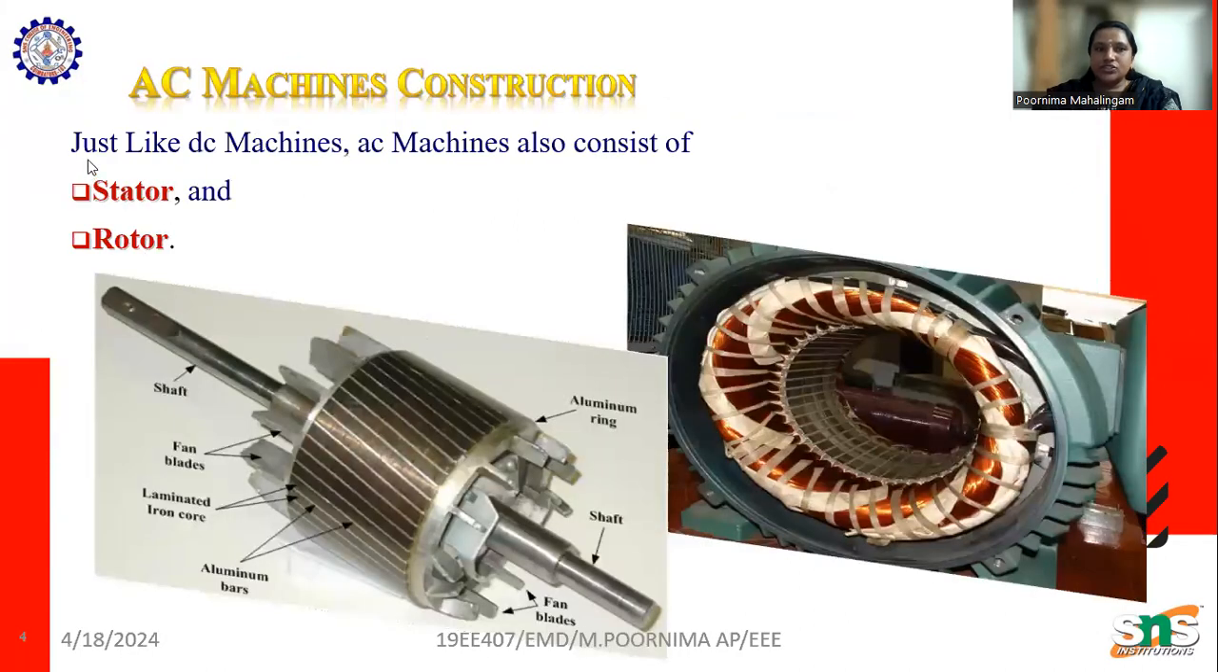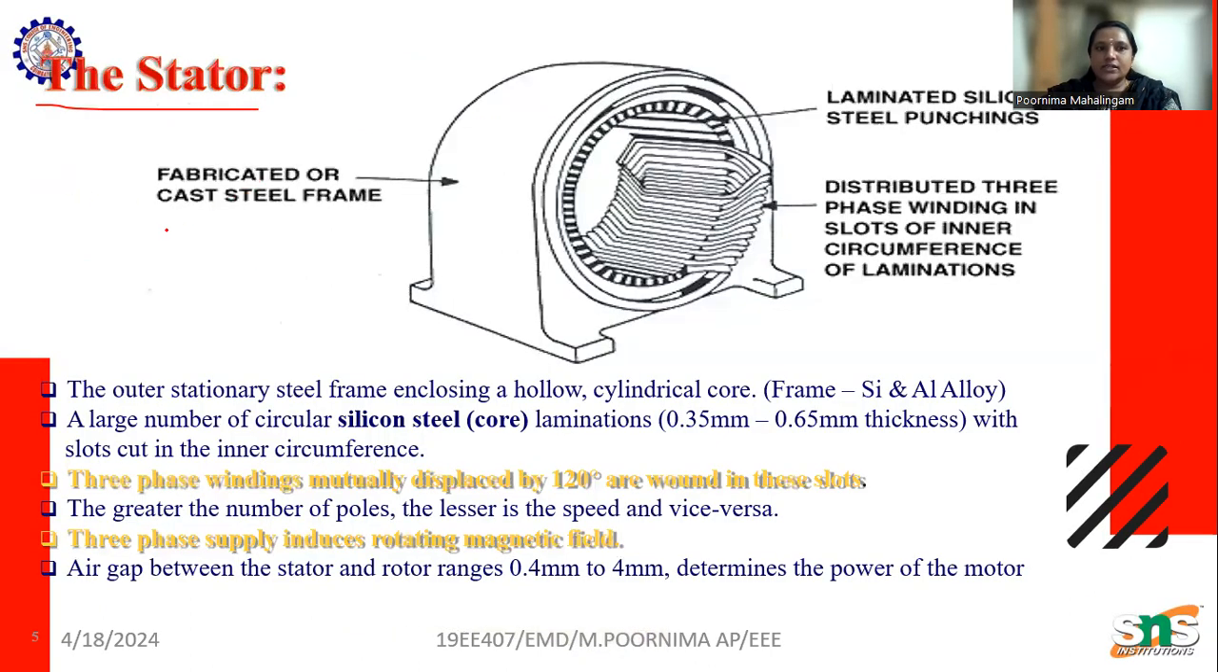Now coming to the AC machine. Just like a DC machine, AC machines also consist of a stator and a rotor. We can see this is the stator part, the stationary part, and we have the rotor part. This is the same as in DC machines. Here we can see the stator. It has an outer part within a stainless steel frame, and the inner part is made of steel punchings, with distributed phase winding in the slots of the inner circumference of the laminations. These are some of the construction details of the outer stationary part.